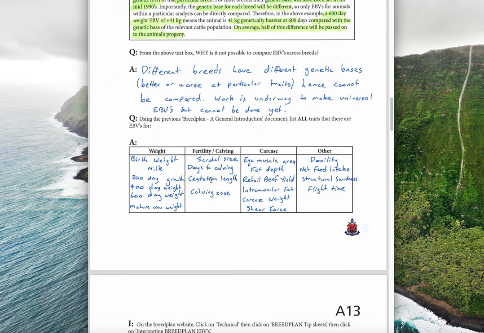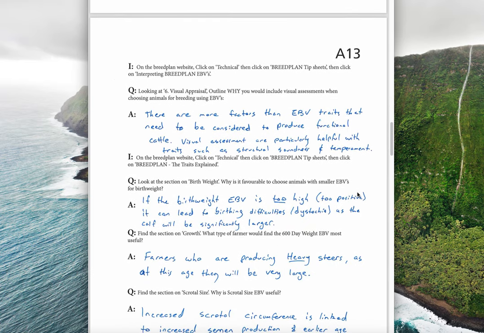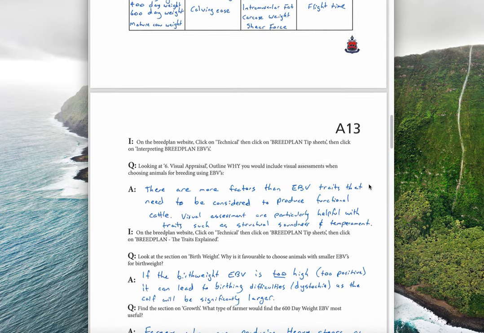Gestation length, or the length of the pregnancy, can be measured. Calving ease can be measured. Eye muscle area, fat depth, retail beef yield or carcass amount, intramuscular fat or marbling, carcass weight, shear force. You can look these up on this document and it'll tell you what each of these mean. But shear force is like the strength of the bones basically, telling you about how good their bones are. Docility just basically means how placid or how calm it is, or how agitated it can get, and that can be measured. Net feed intake, structural soundness, and flight time. So you probably know about fight or flight, and that's behavior related, and how much it gets upset easily.